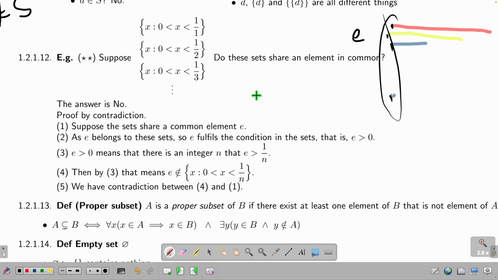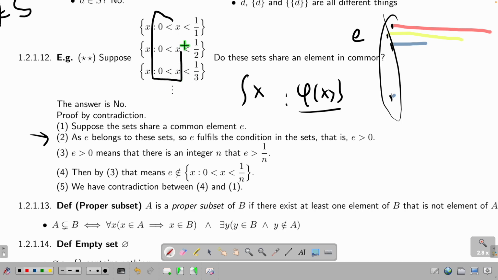So E should fulfill all the definitions here, right? Because what is a set? A set is something where a proposition is true, right? So all of this is true. That means E is between 0 and 1, E is between 0 and 1/2, E is between 0 and 1/3, and so on. So the second sentence means all of them are larger than 0, right? So E is larger than 0.